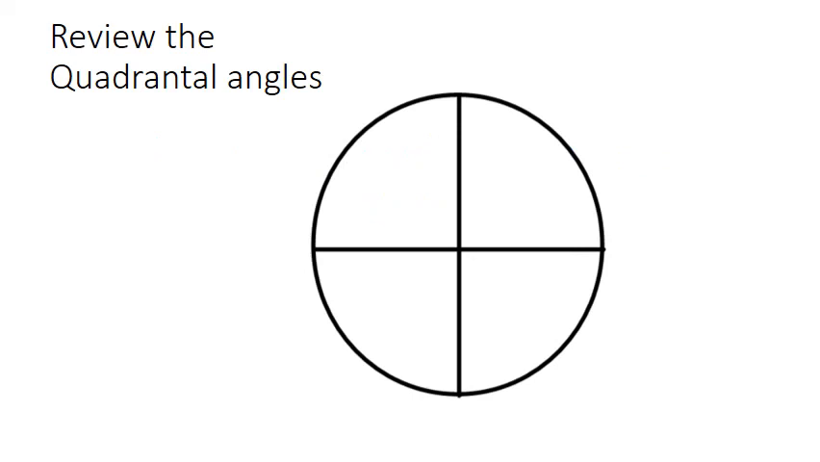So what we had discussed previously were the quadrantal angles. This angle is 0 degrees. This is 90 degrees. This is 180 degrees and 270 degrees. At each of these values, we can also represent them with radians. So this is 0 degrees, or we can also say 360 degrees, or 2 pi radians.